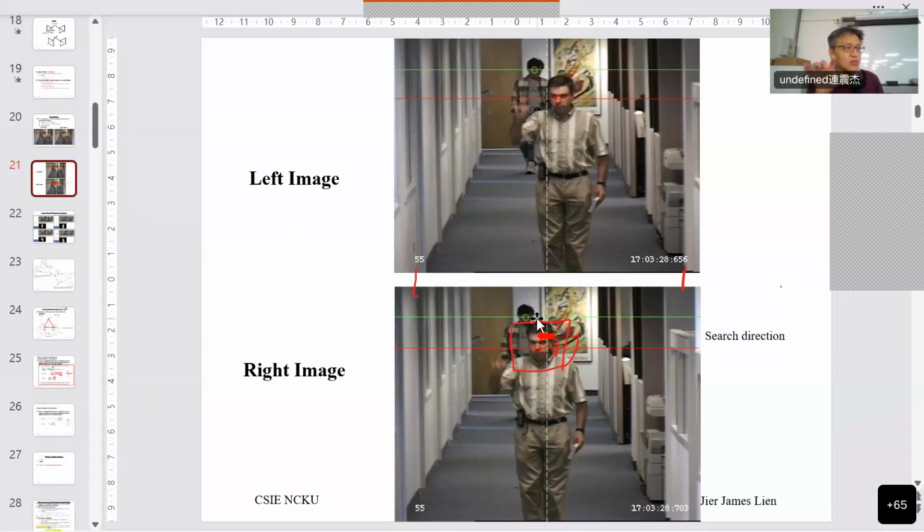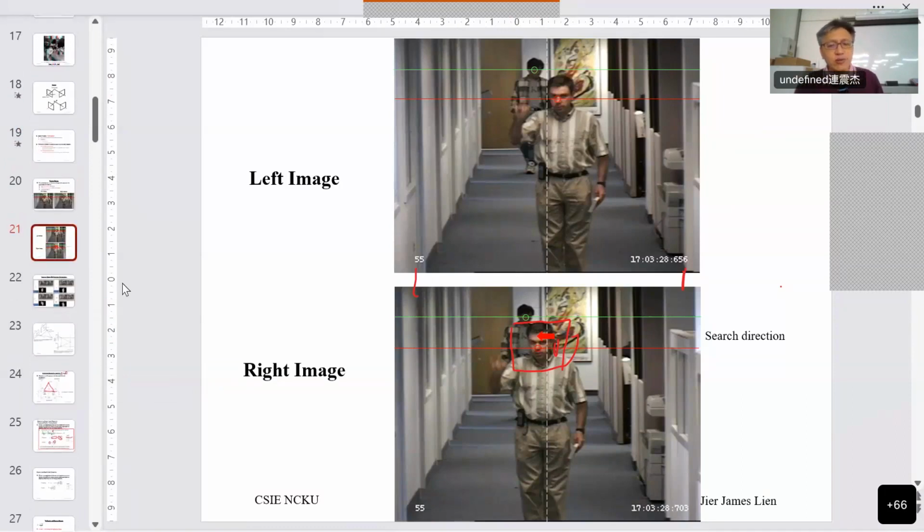Based on searching 64 or 32 pixels, you use the SAD, which I will tell you about later, and try to find the minimum value along these 64 pixels, and that's your corresponding point. And the distance between two corresponding points, the difference between two pixels, is what we call disparity. Okay.